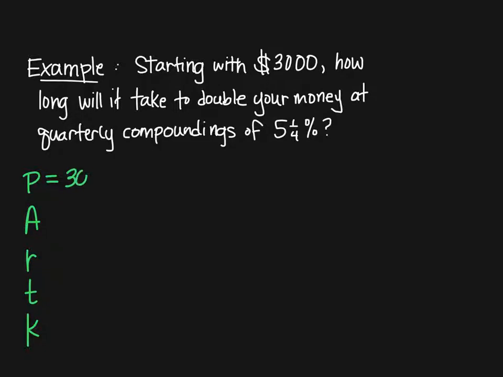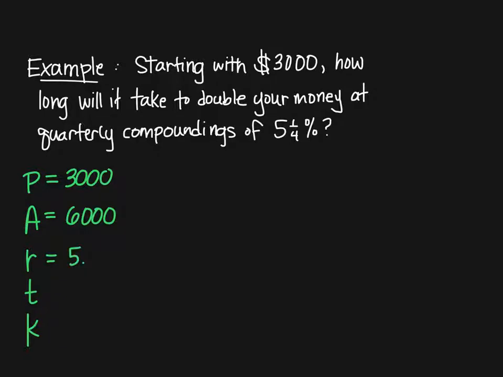3,000. What would the A value be? 6,000. Good job, because we are doubling our money. Now, the number 6,000 isn't in the equation anywhere in the problem. You have to infer that, right? You have to read between the lines and understand that we're doubling our money, so you've got to come up with that yourself. What about the R?